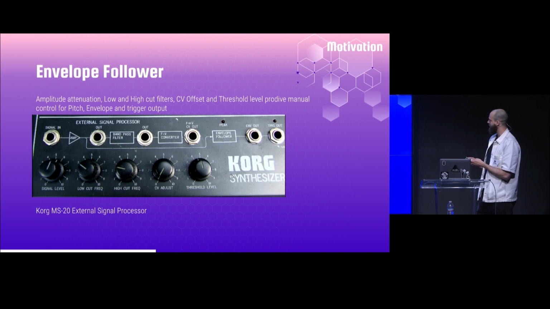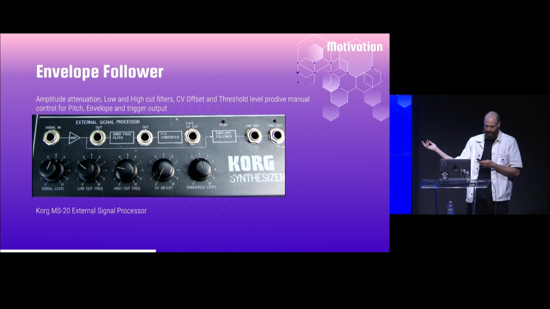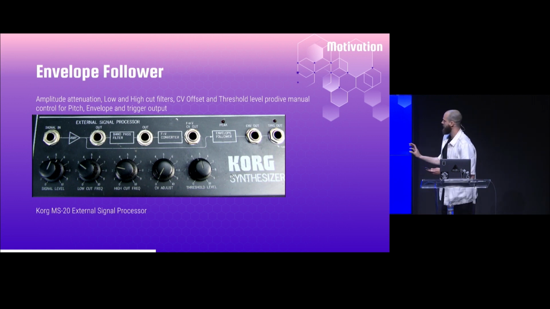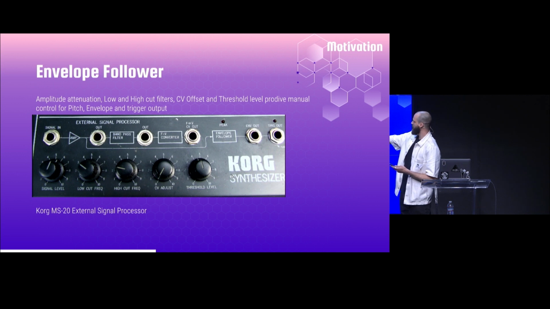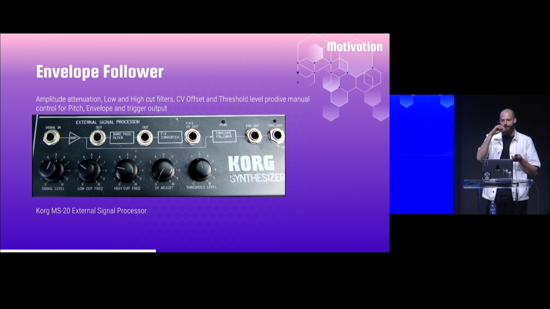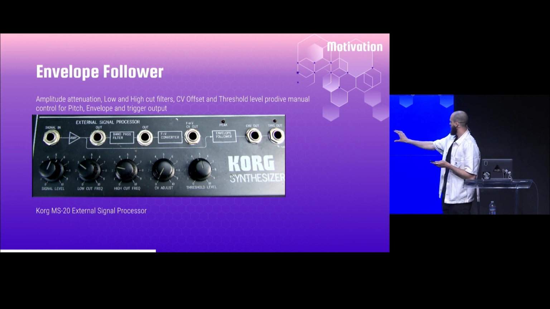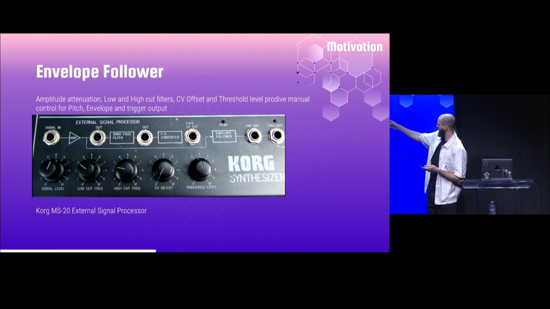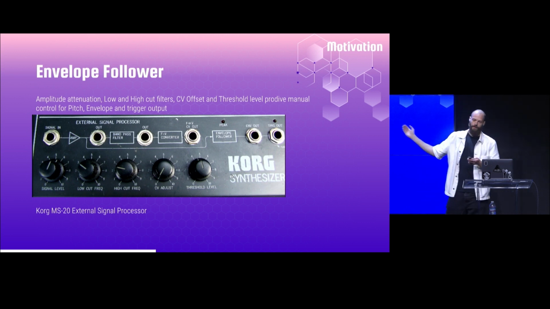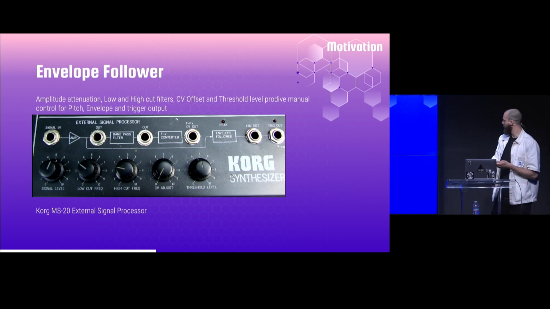I think the classic inspiration is the external signal processor in the Korg MS-20. This is such a genius design because you take an input in, you can extract the bandpass filtered version, which can be controlled by the low and high cut. You have a frequency out, which tries to figure out what the pitch of the incoming signal is, some CV offset adjustment, and a threshold level to set the hysteresis of your trigger output. And it also gives the envelope out of the signal, which is basically an envelope extracted level of the amplitude.